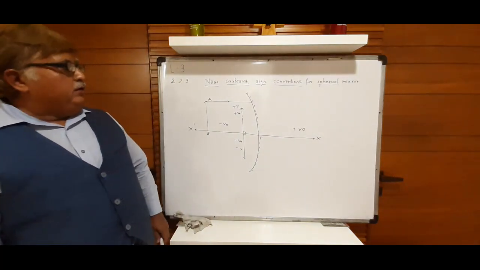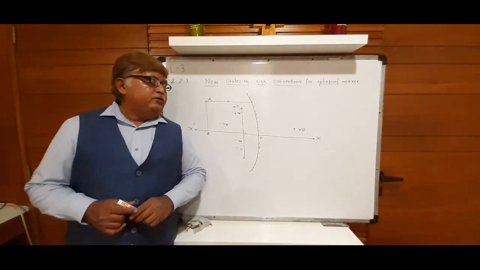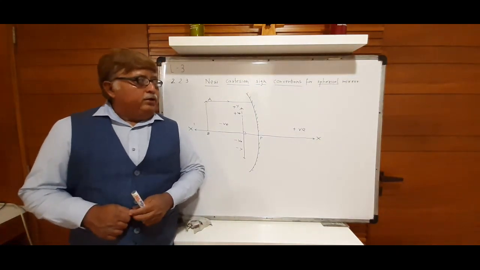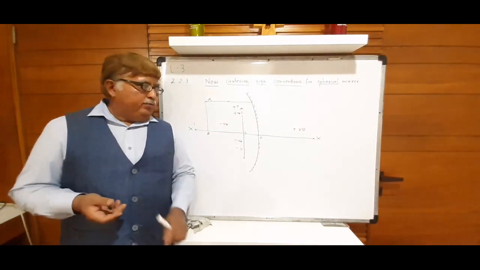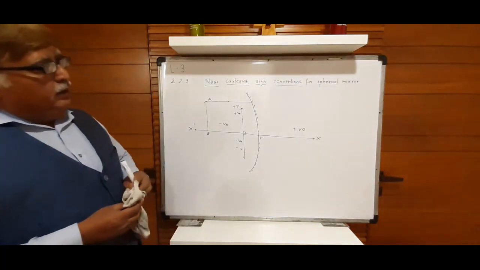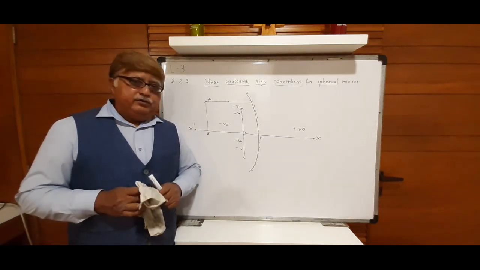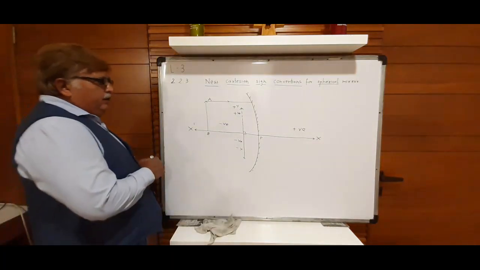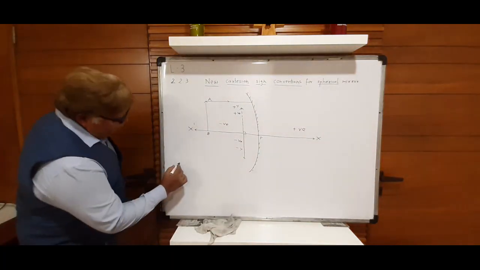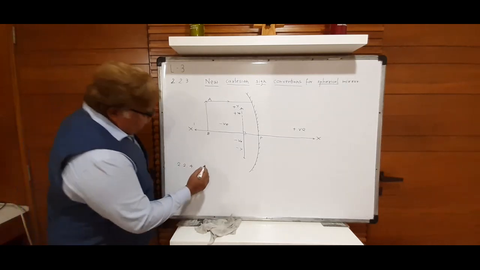So topic 2.2.3, new Cartesian sign convention, that you have to remember. Understand, that will help you a lot in solving the numericals. Okay, my dear student, I think the topic is clear. Cartesian sign convention. Now one more thing. Actually topic, suppose 2.2.4, as I told you, mirror formula.